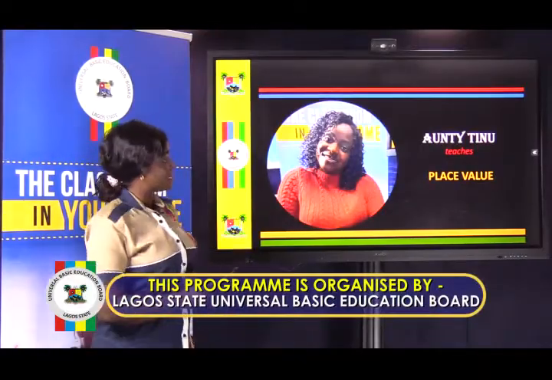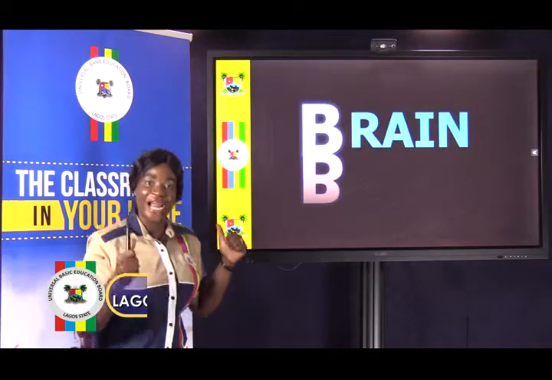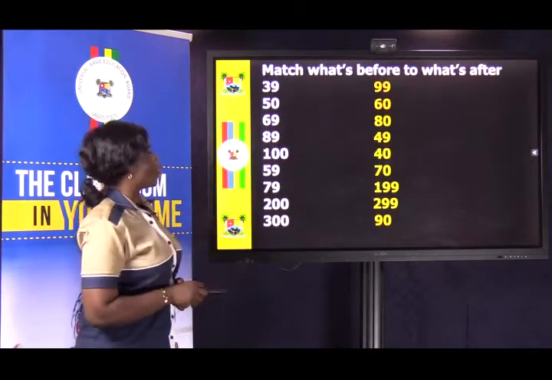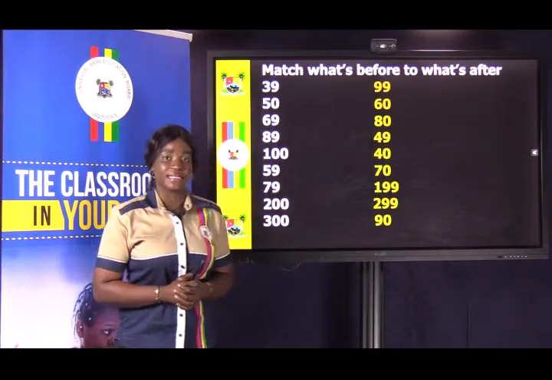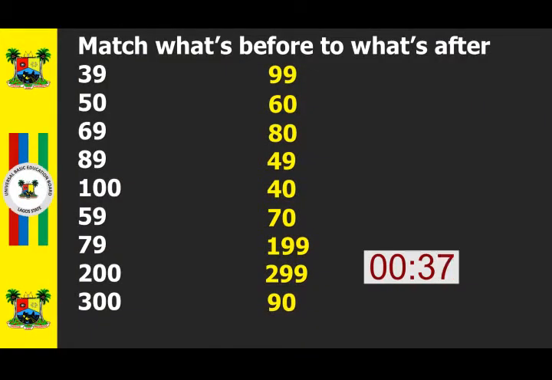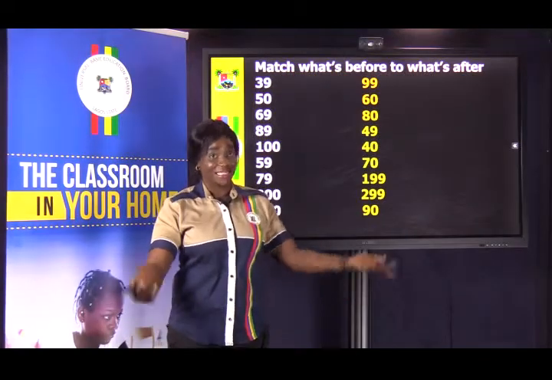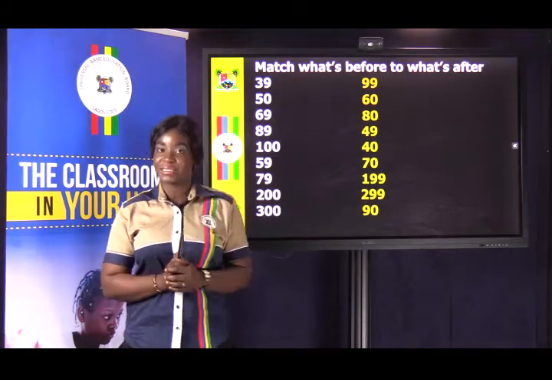Before we go into our place value lesson today, let's quickly have a brain busters. Yes, it's brain busters time. Quickly match what's before to what's after in 40 seconds and your time starts now. Pens down, it's 40 seconds and time is up. You are familiar with how to match what's before to what's after, so it shouldn't take time.